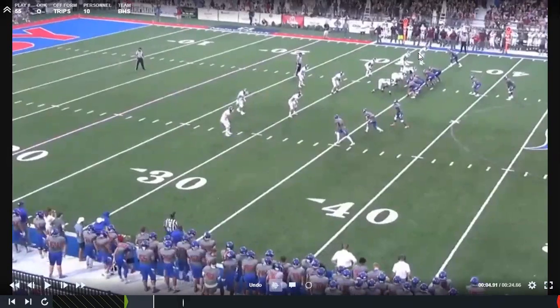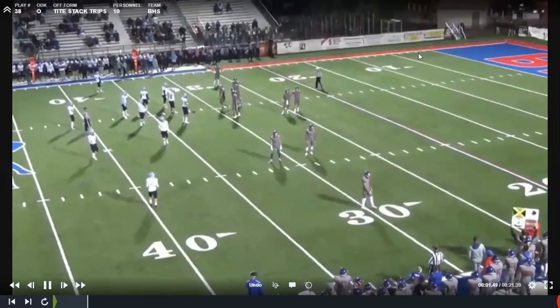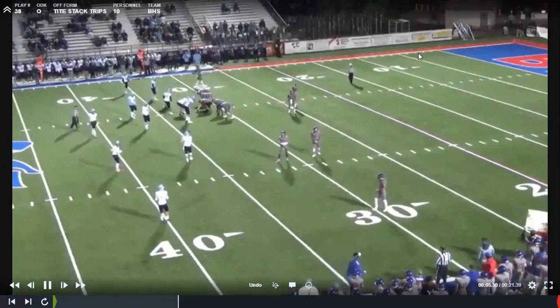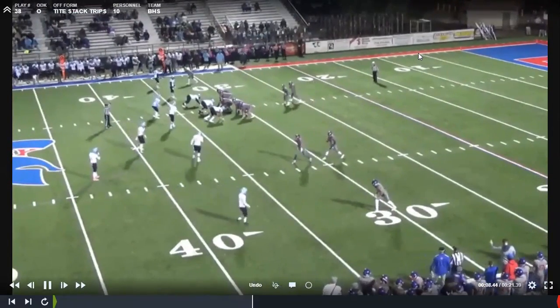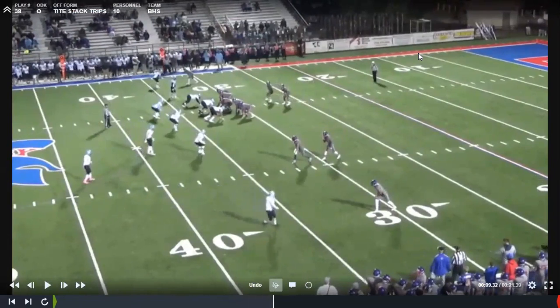as is trips. In trips, we have 3 receivers to the bottom of the screen, as you see, and 1 to the top of the screen. This is what we at Bixby call spread trips. Another tag off trips or variation of trips is when we tight stack it, which means the 2 inside receivers, as you see on the bottom of the screen here, are stacked one behind the other.